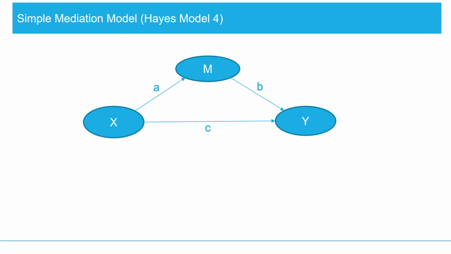This is a simple mediation model that we are going to test. And if we compare it with Hayes' PROCESS macro for SPSS, this is model number 4. If you look at the model, we have the effect of X on Y mediated through M.